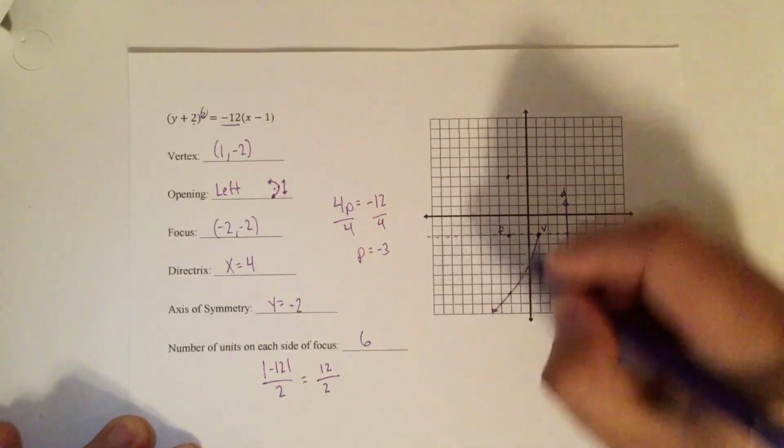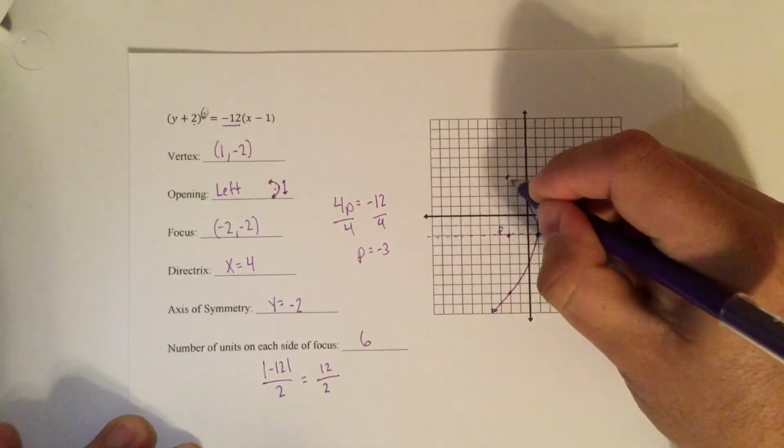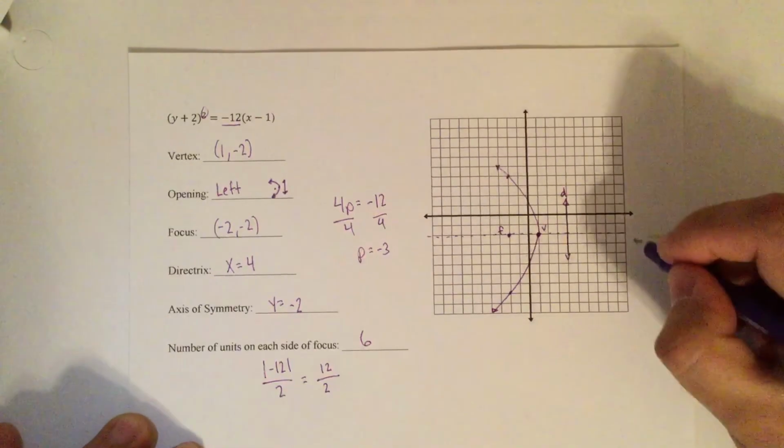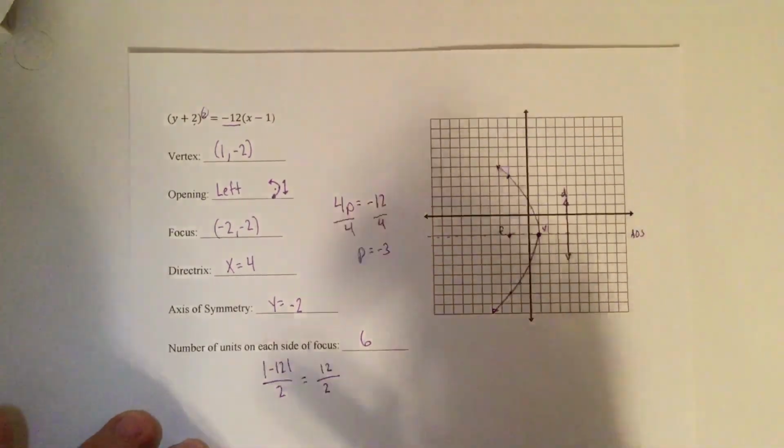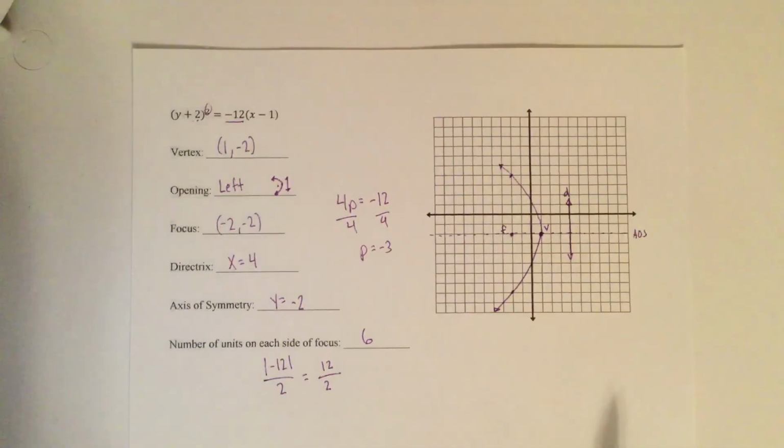Make my parabolic function. And there you go. You can also label this the axis of symmetry. I forgot in the previous problem. Sorry. All right, and that concludes the notes.